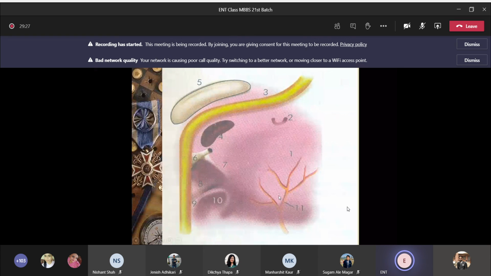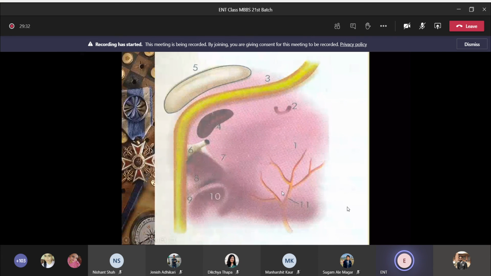Now this is the facial nerve. This is the posterior part, and this is the pyramid. From the pyramid arises the stapedius muscle like this, and it inserts into the neck of the stapes. This is the footplate. This is the stapes.